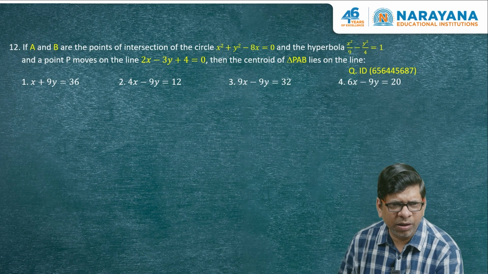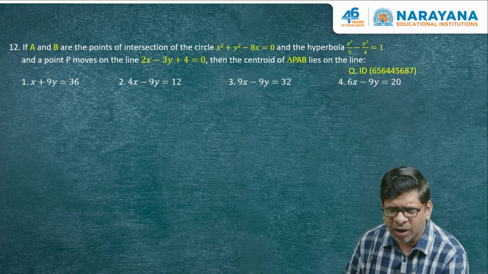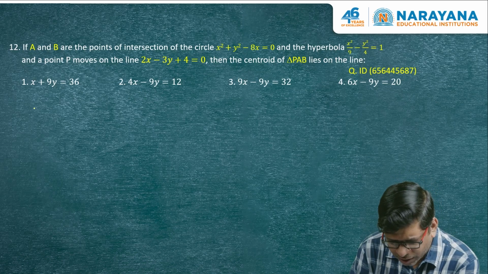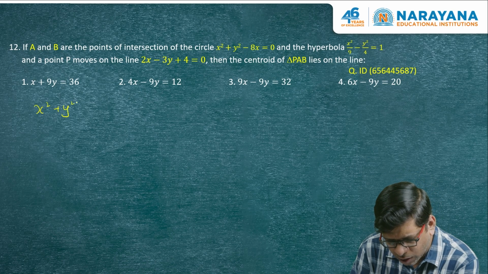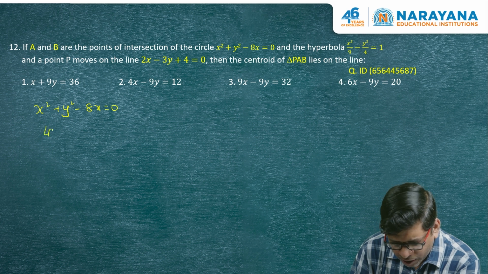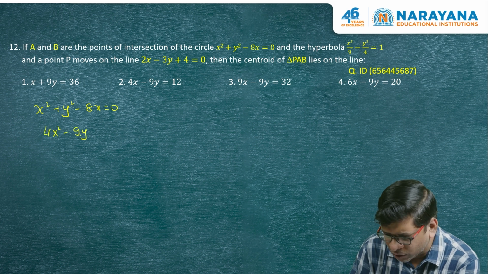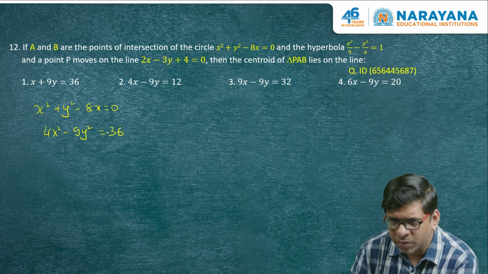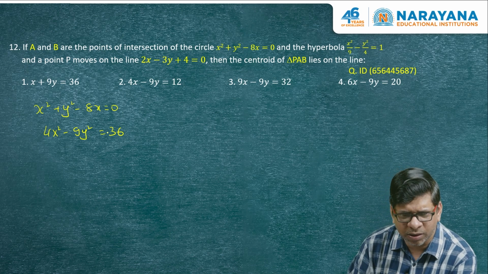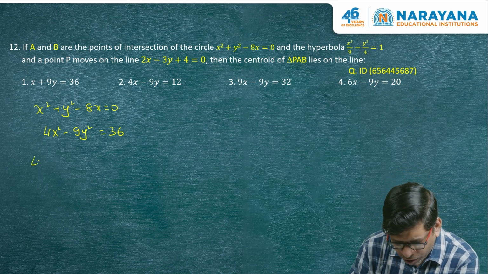Okay, so the next question: A and B are the points of intersection of the circle and the hyperbola. The given circle is x square plus y square minus 8x equal to 0, and the given hyperbola is 4x square minus 9y square equal to 36. Let us solve for the points of intersection.